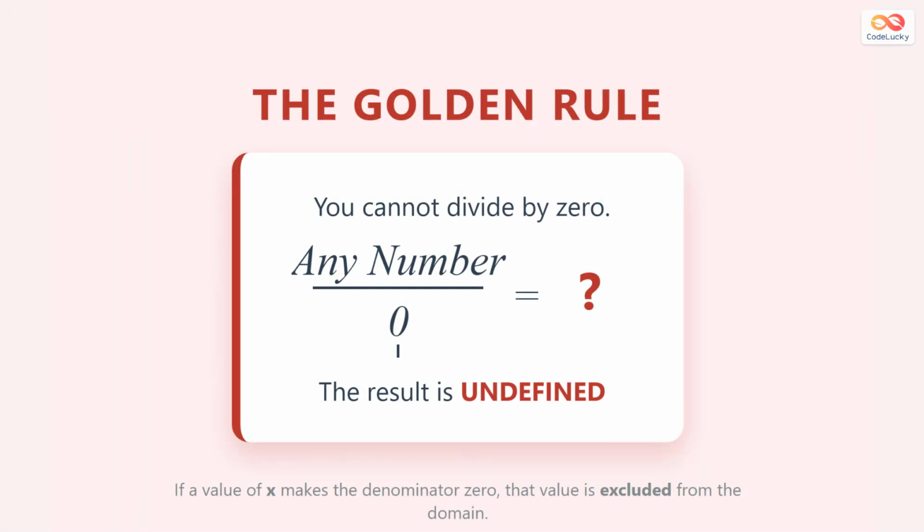This brings us to the golden rule of mathematics. You cannot divide by zero. If you try to divide any number by zero, the result is undefined. There is no answer. In terms of domain, this means any value of x that makes the denominator of a fraction zero must be thrown out. It is not allowed in the club.